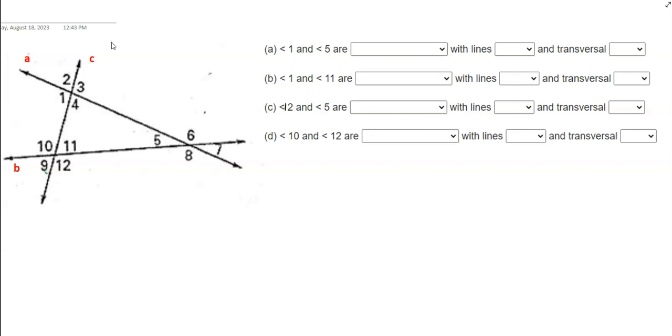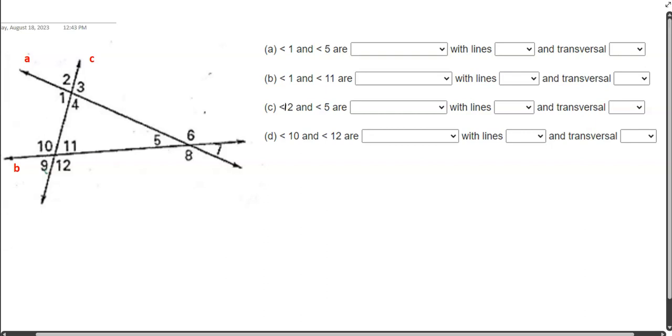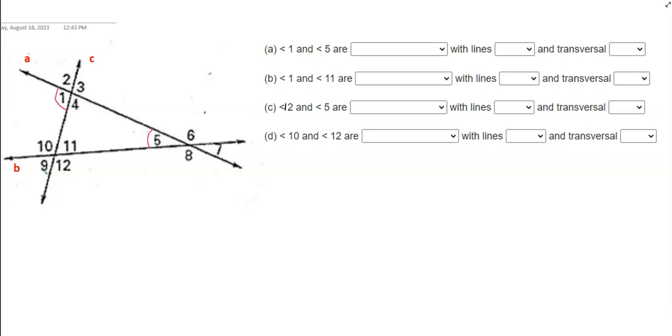So angles 1 and 5, which are located right here and right here, we want to identify the relationship that they have with each other. We also want to identify the lines and transversal associated with them. So let's start with the easiest, the transversal. The transversal is what connects these two things together. So this blue line that I'm drawing connects the two angles together, and that is line A.